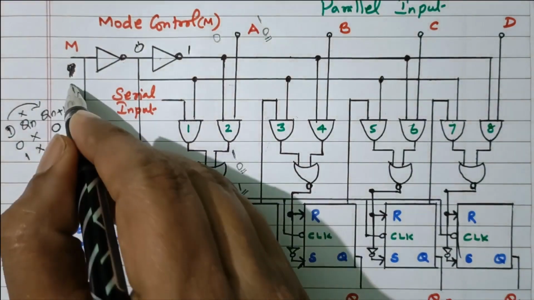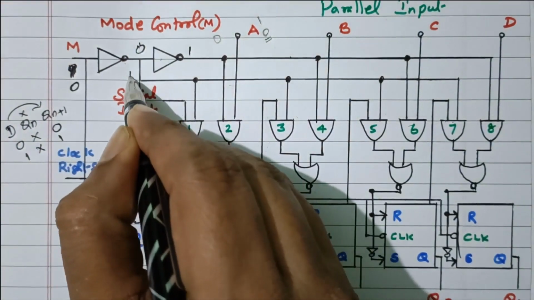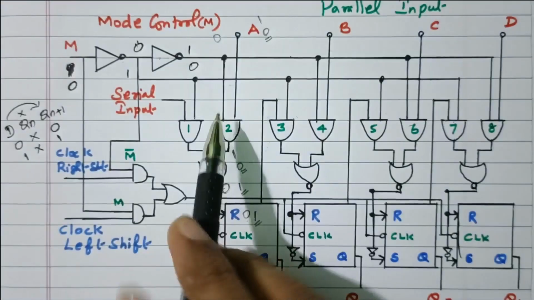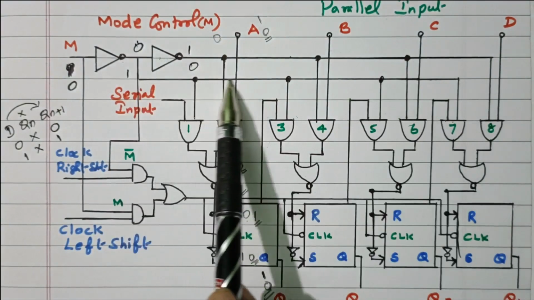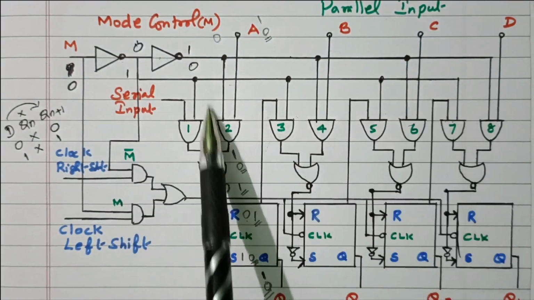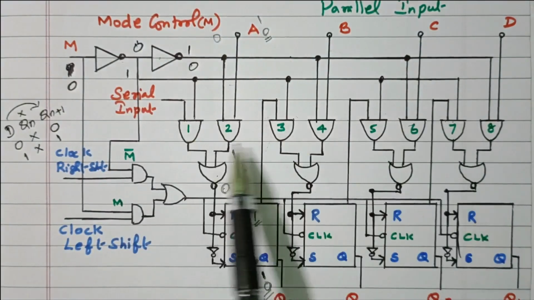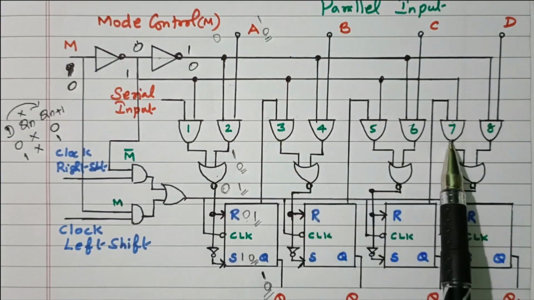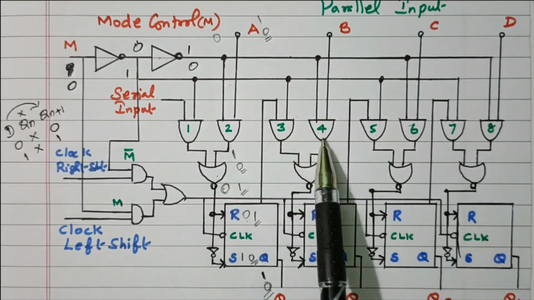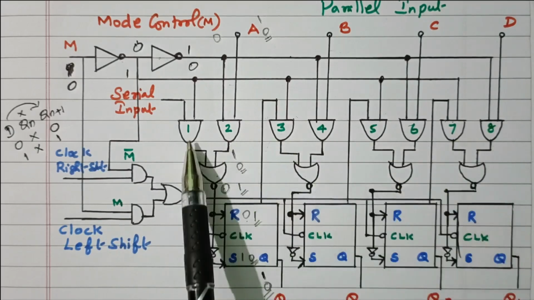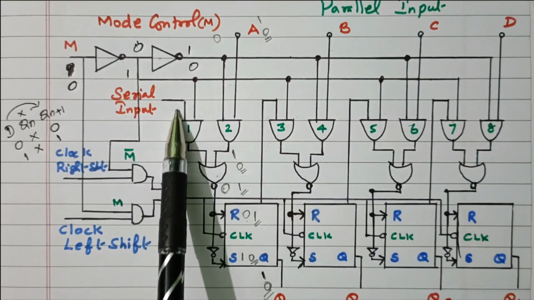Right. If M equal to 0, this will be 1. This will be 0. So this upper line is totally disabled. This lower line will now be enabled, the lower line where we have connected 1, 3, 5 and 7. Right. These 1, 3, 5, 7 are connected. 2, 4, 6, 8 is now disabled. Right. So here we are giving the serial input.